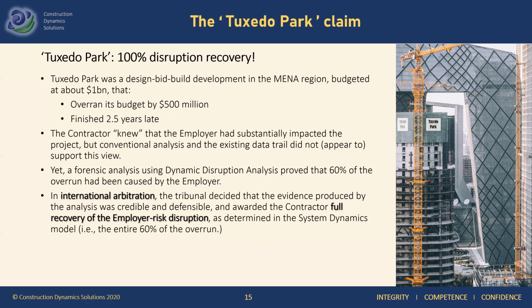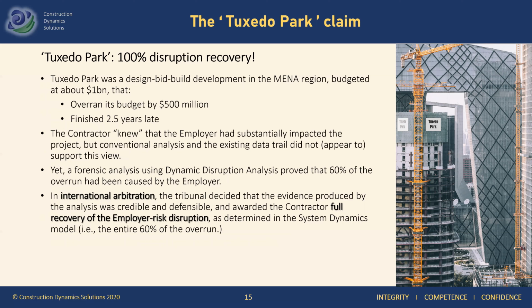So, the Tuxedo Park was a commercial development, design-bid-build project in the MENA region, budgeted at about $1 billion, which overran its budget by $500 million and finished 2.5 years late. The contractor knew that the employer had substantially impacted the project, but was unable to prove it using conventional methods. He tried to use the measured mile, but he couldn't find an unimpacted area of the project to base it on, so that didn't work. So he eventually turned to system dynamics.